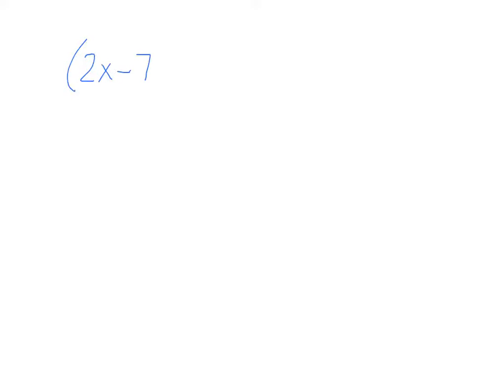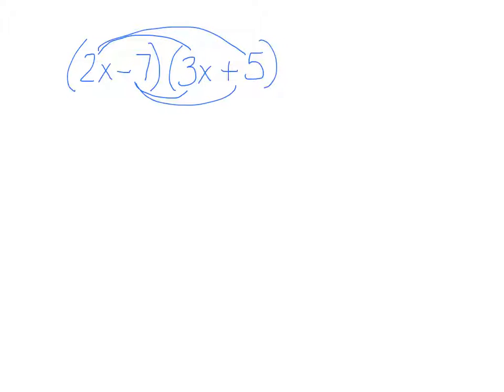2x minus 7 times 3x plus 5. Once again, we distribute. We distribute the 2x, and then we distribute the negative 7. So I multiply 2x times everything in the other parenthesis, and then I multiply negative 7 times everything in the other parenthesis. So 2x times 3x, don't write 6x because that's what a lot of students make the mistake of. 2 times 3 is 6, but x times x is x squared. So 2x times 3x would give us 6x squared.